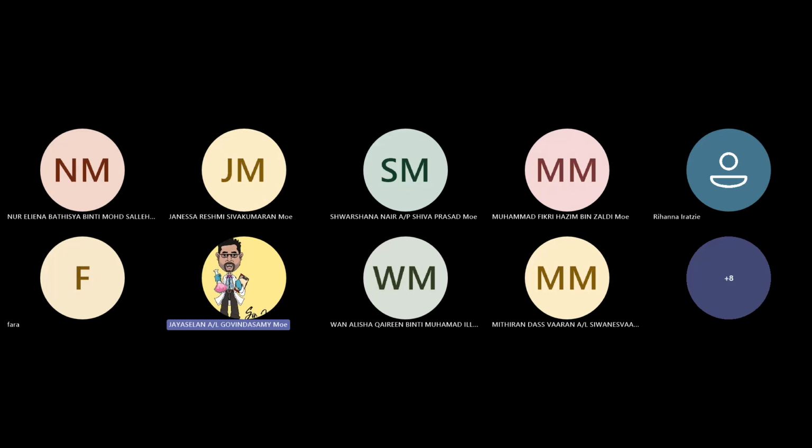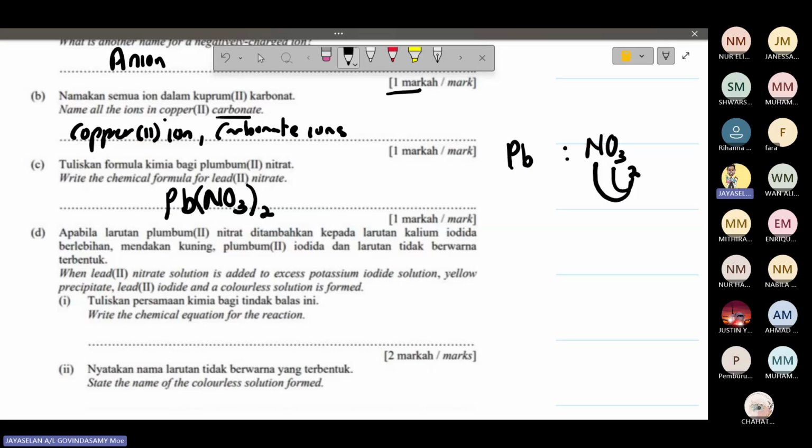You must do bracket and put 2. So you guys already score 1 mark. Don't write anything in front. Once you are done, erase all this. Okay, erase. So you already score.